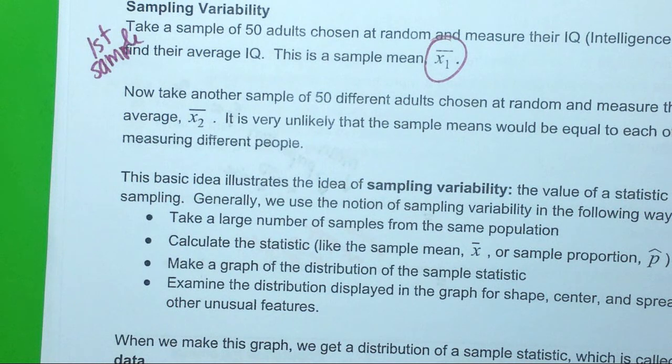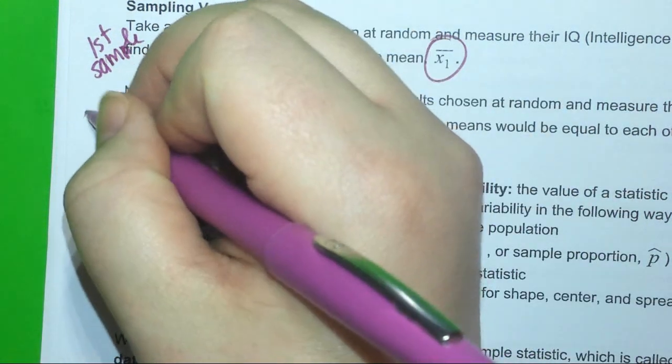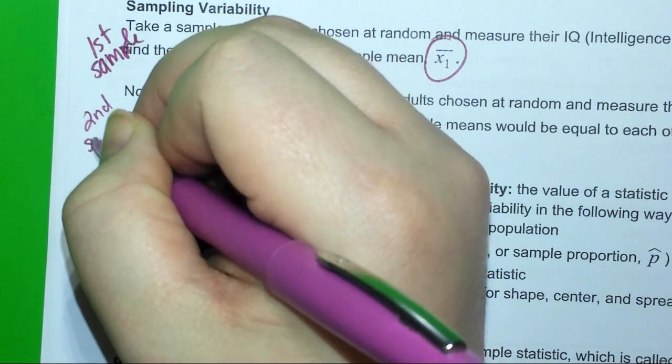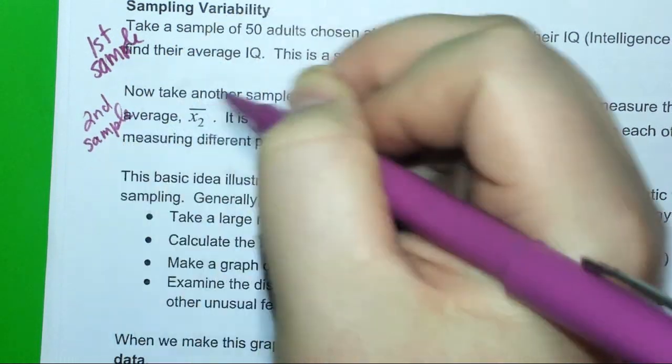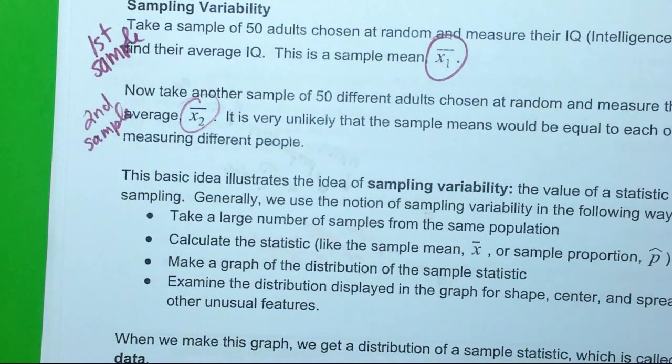Now take another sample of 50 different adults chosen at random and measure their IQ. Then take their average, X2 bar. It is very unlikely that the sample means will be equal to each other because we are measuring different people. Okay, perfect. So we did 50 people in the 100 hallway. We did 50 people in the 200 hallway. And it's unlikely that they're going to be equal because we did 50 different people from each hallway.